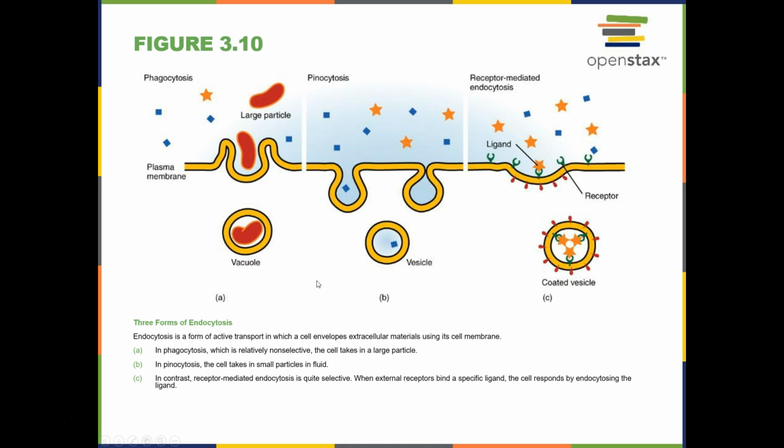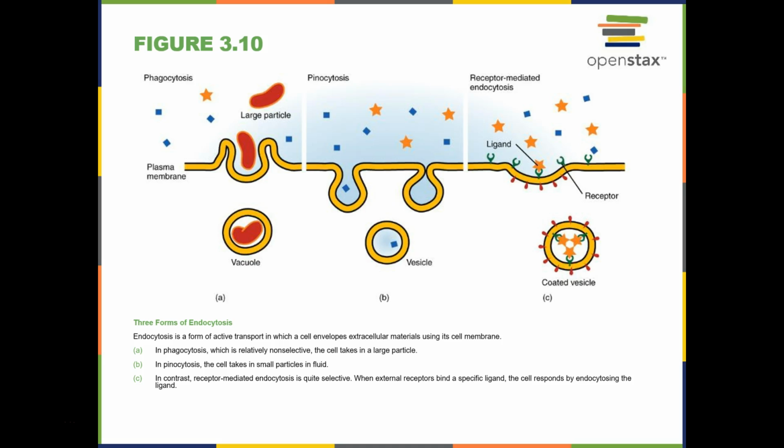Another form of active transport is the movement of molecules into or out of the cell using a vesicle, so vesicular transport. And there are different types of vesicular transport. Two major types are endocytosis and exocytosis. And there are three forms of endocytosis. So endocytosis is taking something into the cell. It's entering, endocytosis, entering the cell. The three forms are phagocytosis, pinocytosis, and receptor-mediated endocytosis.